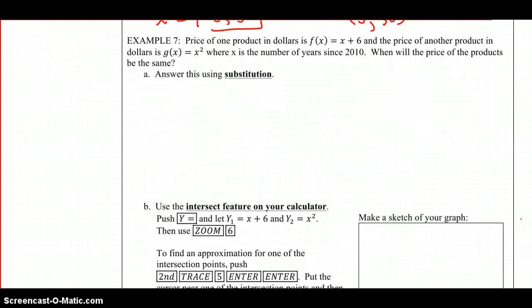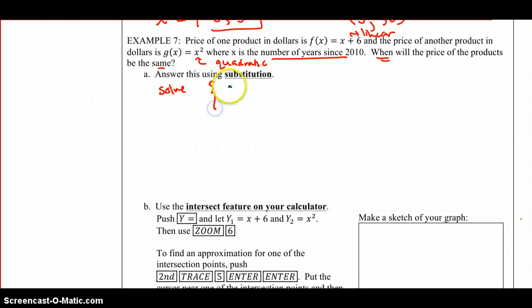Alright, so in example 7, we're told that the price of one product in dollars is given as f of x equals x plus 6. We should recognize that this is linear. And the price of another product is given as g of x equals x squared. We should recognize that this is quadratic, where x is the number of years since 2010. And we want to know when the prices of the products will be the same. So we want to solve the following system.